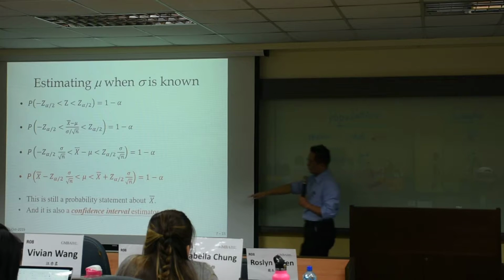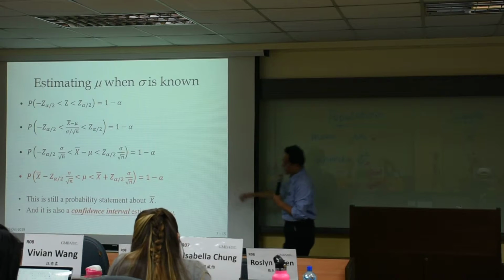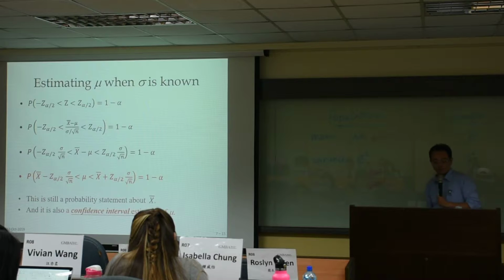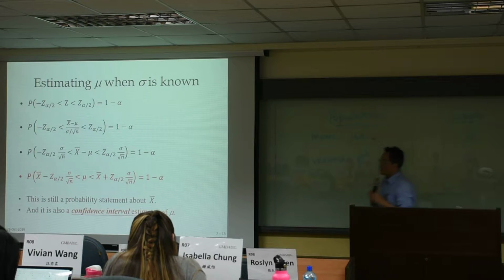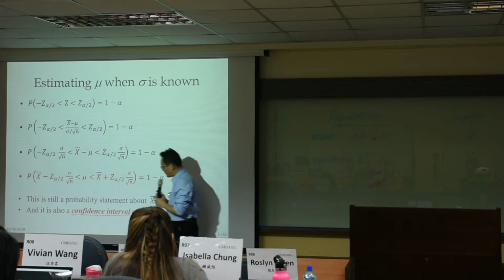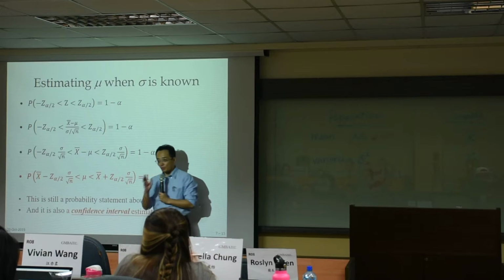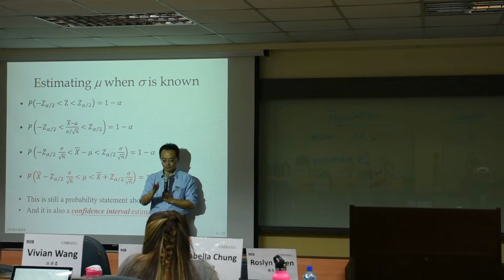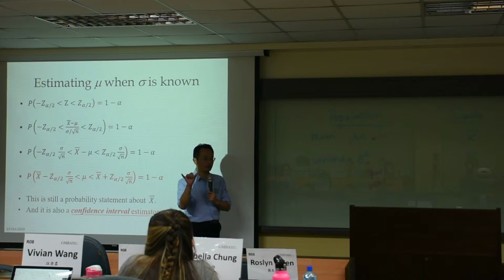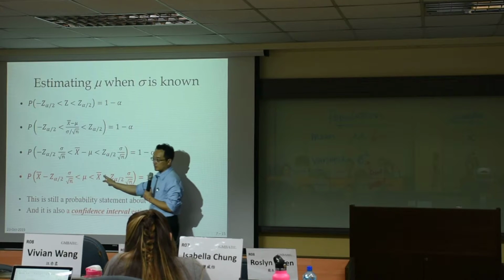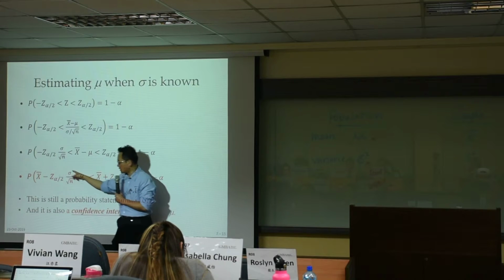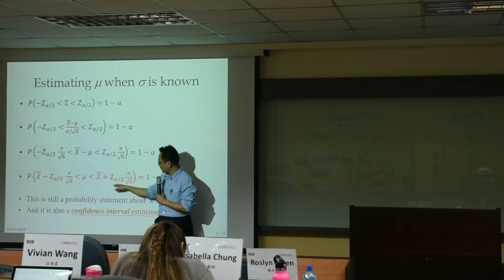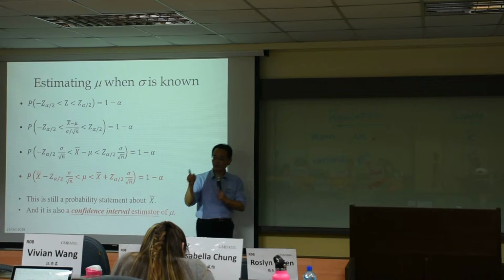So as we said, this is a confidence interval estimator of mu. As we can see from this expression, we create a symmetric interval centered at our x bar. We move to the left by this amount of value, and we move to the right by the same amount, and we create an interval.